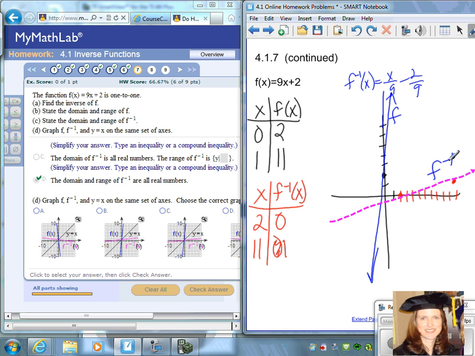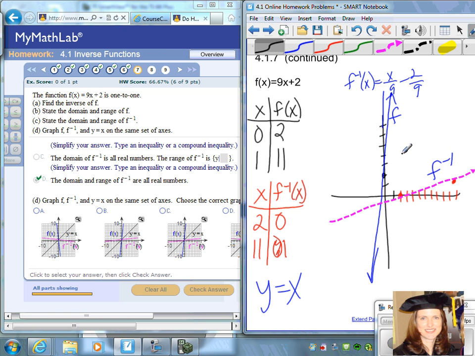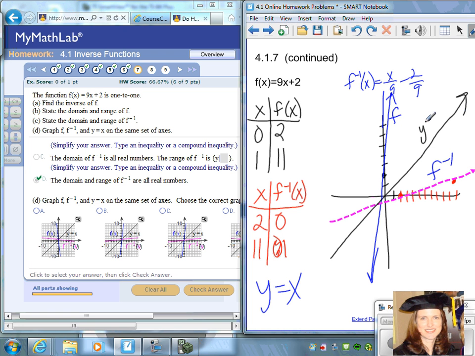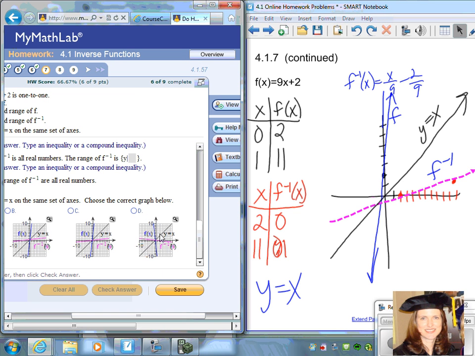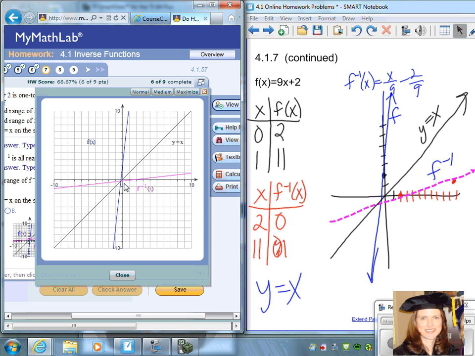And then we also want to graph the line y equals x. Now the line y equals x is the diagonal line that goes right through the origin. And the line y equals x looks like that. So for all of these, it looks like possibly this one here. Yes, it looks like my original function, the inverse, and then the diagonal line.